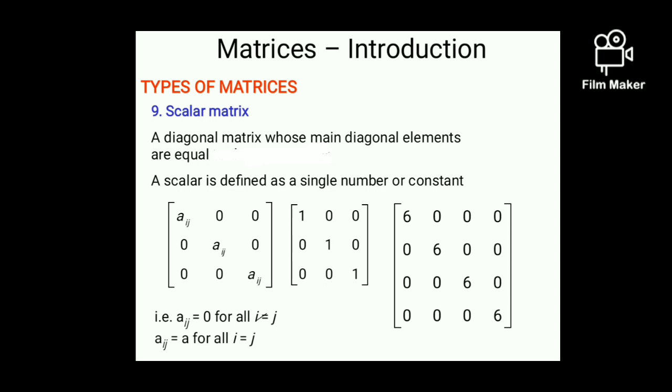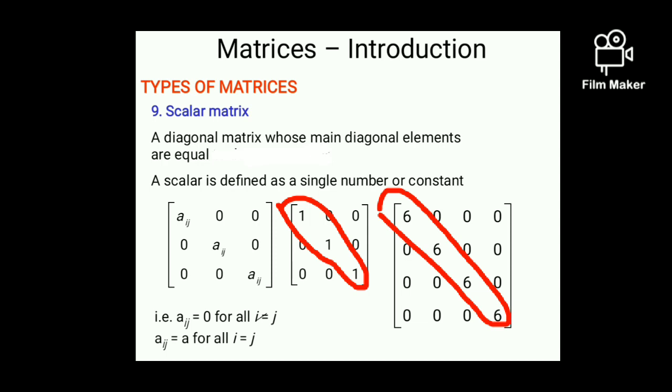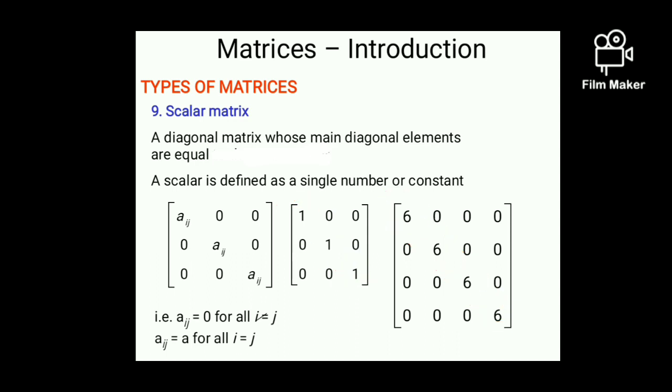A scalar matrix. A scalar matrix is a diagonal matrix whose main diagonal elements are equal. It is not necessary that it should be equal to 1 like a diagonal matrix or identity matrix, but it is important that all the elements of the diagonal are equal, as given in the example here.